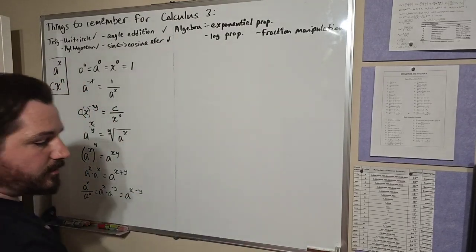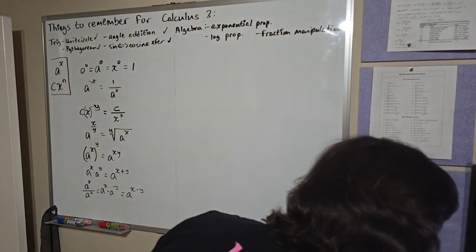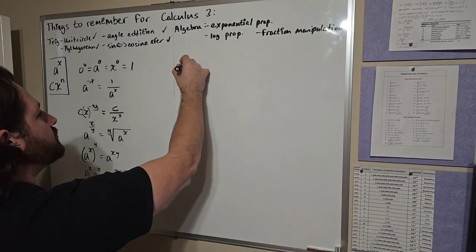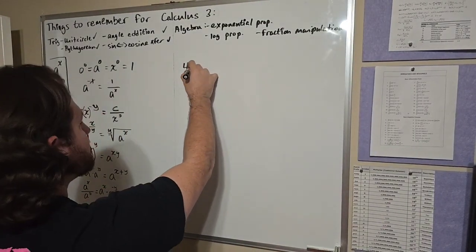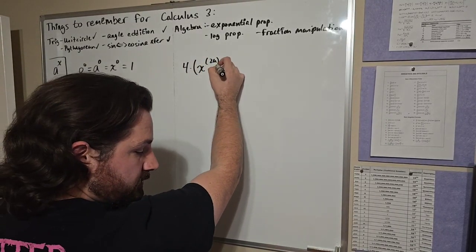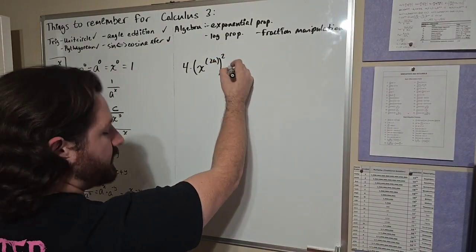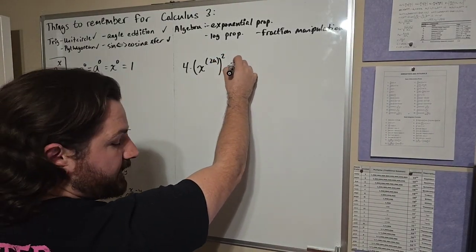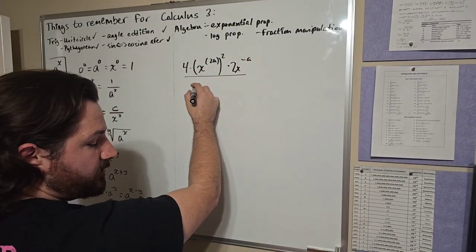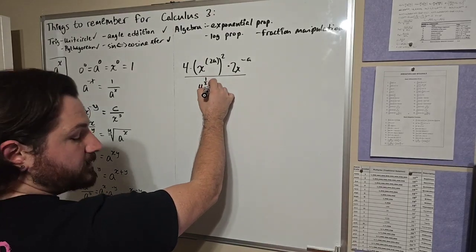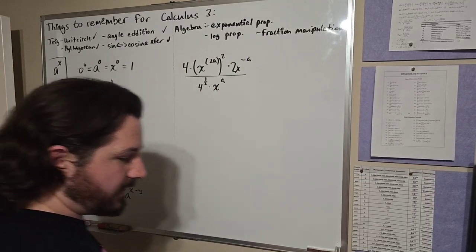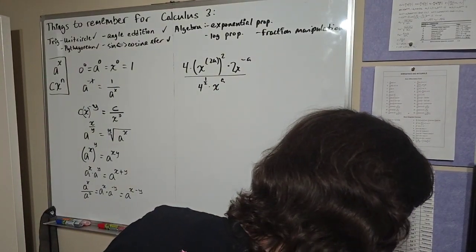Okay, let's do one more example. This one's a little bit more tricky. So we've got 4 times, and I'm using parentheses very carefully here so it's very clear what I'm trying to do, 2a in parentheses squared, that's going to be multiplied by 2x to the negative a, and all of that is divided by 4 to the 1/2 power times x to the a. Okay? So, a lot of things to do here. This is probably one of the more complicated versions of this problem.